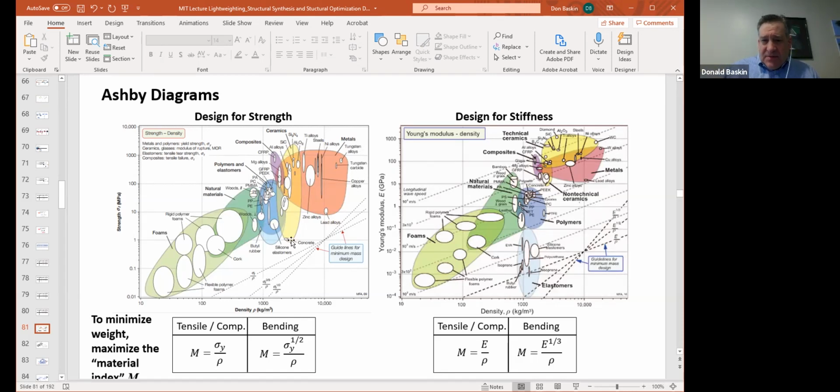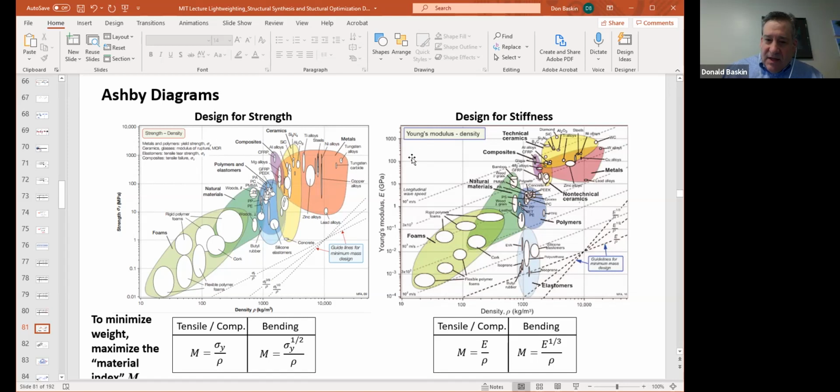So these are Ashby diagrams. These are sort of bubble charts. I realized that in the last lecture, I actually had an error here. This was a Young's modulus versus strength graph and not Young's modulus versus density. So I have corrected that. And now this is the right graph, but this has bubbles that show the different Young's modulus to density ratios that you can come up with for all these different materials: for foams, for polymers, for wood, for ceramics, metals, composites, all these different materials.